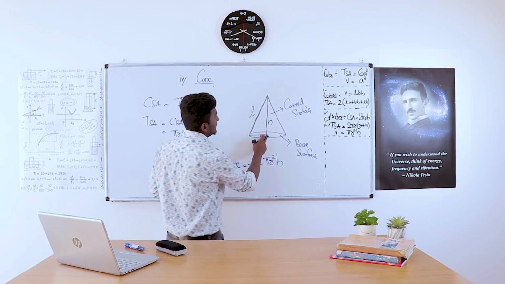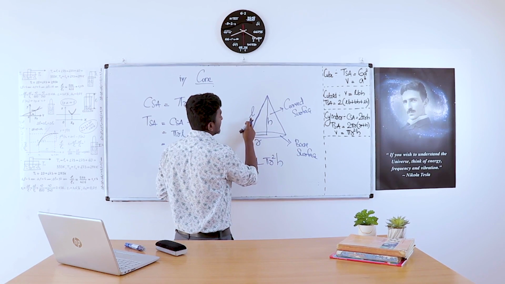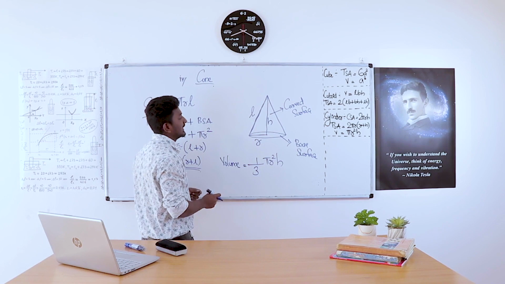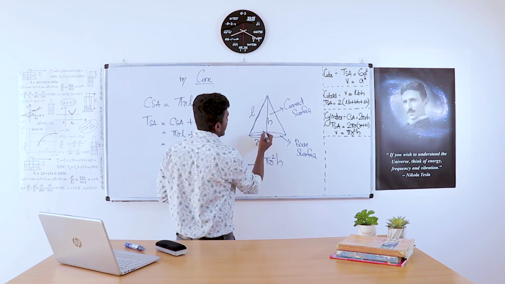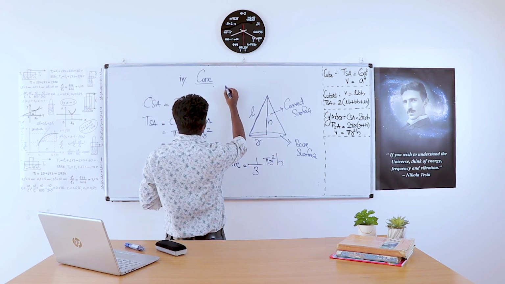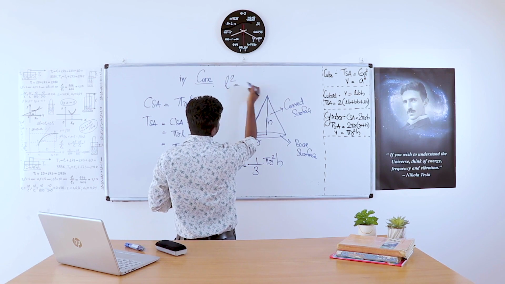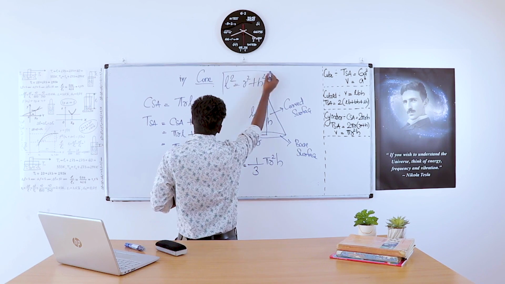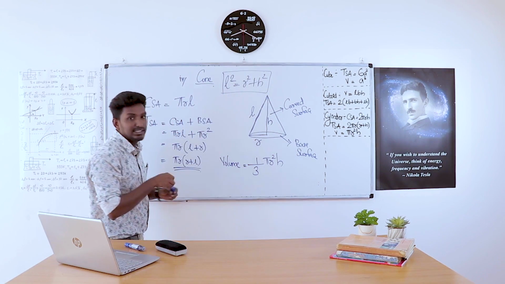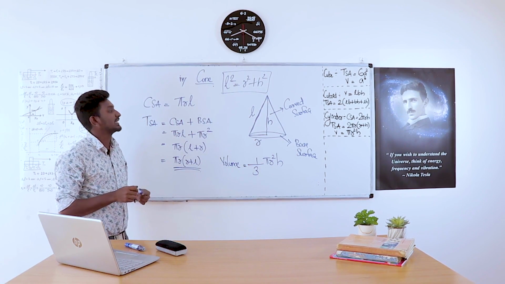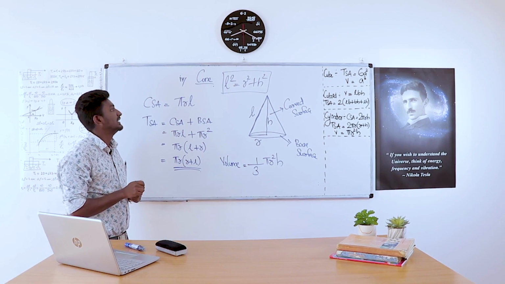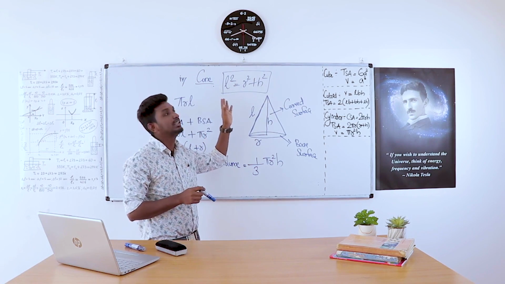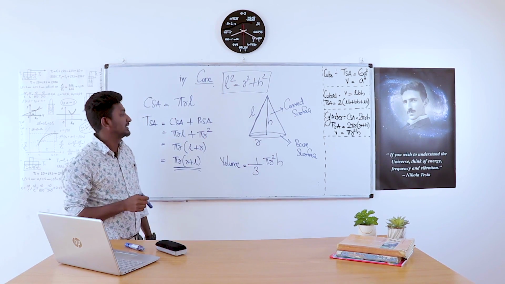Now, here is a relation connecting slant height and radius. This looks like a right angle triangle, exactly a right angle triangle. So Pythagoras theorem can be applied, that is L square is equal to R square plus H square. This is the relation connecting slant height, radius and height. From this relation we can find slant height, radius and height.